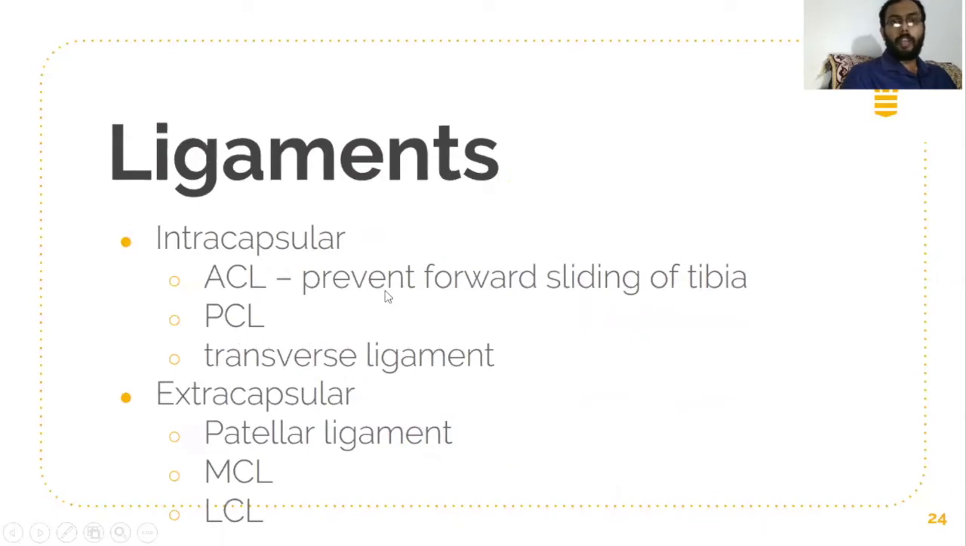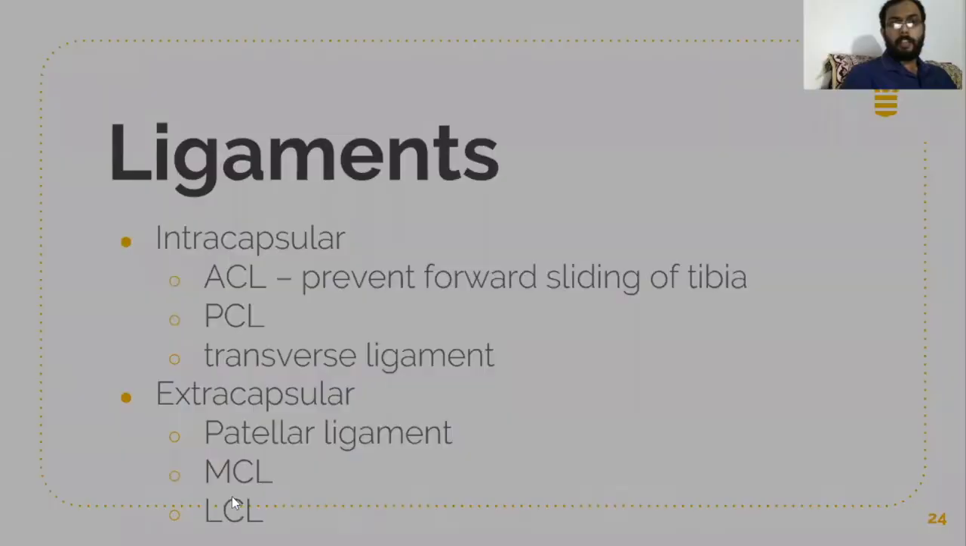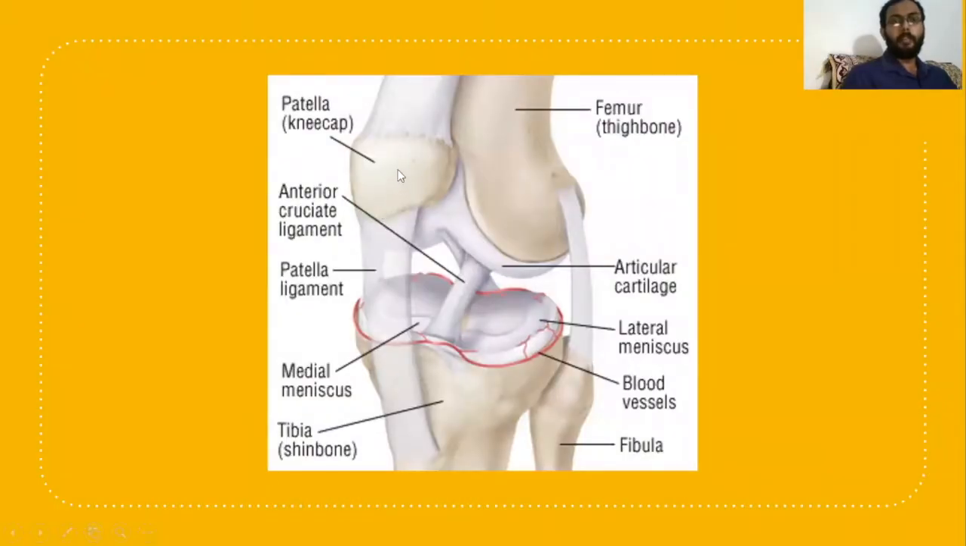Coming to the ligaments of the knee, the intracapsular ligaments include the anterior cruciate, posterior cruciate, and the transverse ligament which connects both the medial and lateral meniscus. Extracapsular ligaments include the patellar ligament, connecting the patella and tibial tuberosity, and the medial collateral and lateral collateral ligaments. Here we are able to see the patella. This is the quadriceps tendon. This one is the patellar tendon. The patellar tendon connects the patella and tibial tuberosity. Here we can see the lateral meniscus, and here the medial meniscus.